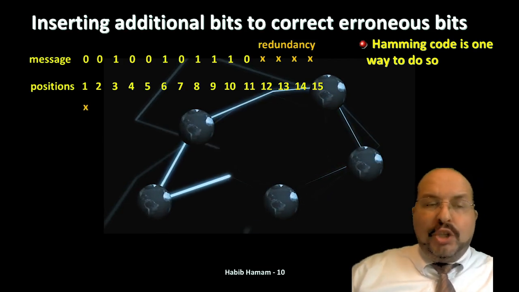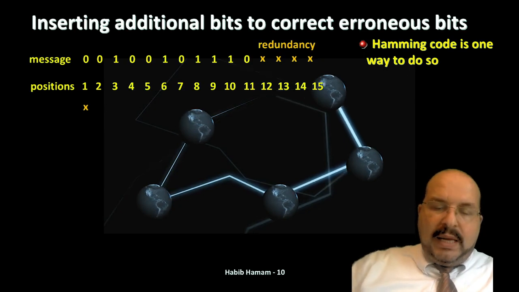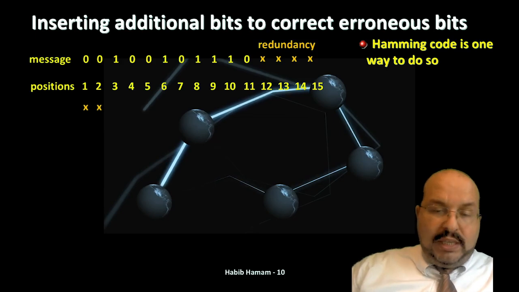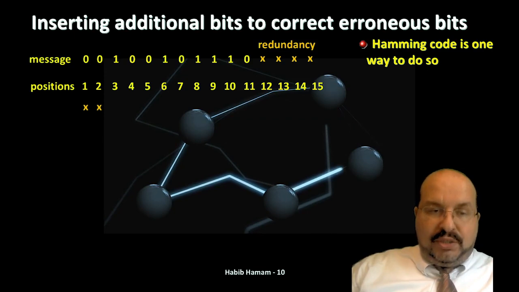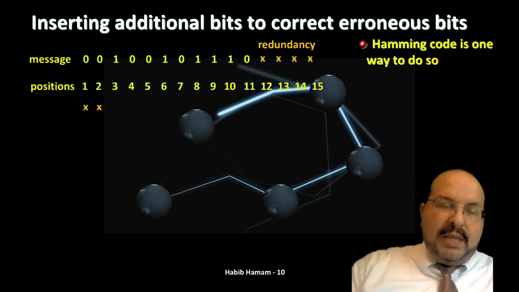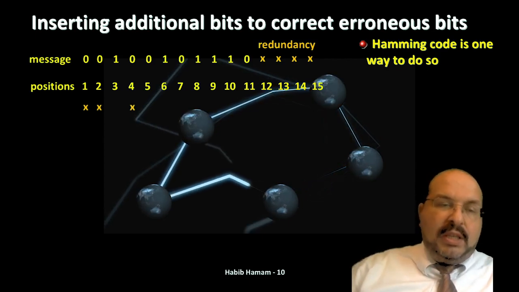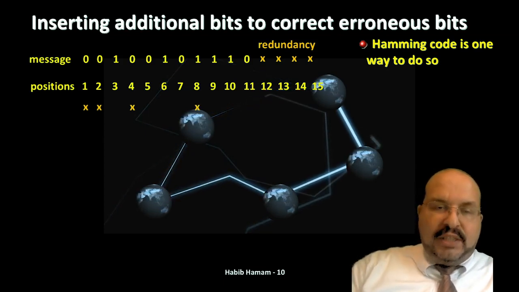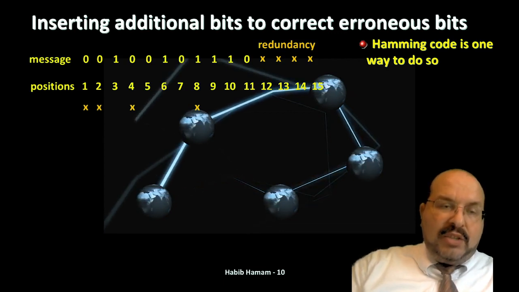So at position 1, we'll put 1 redundancy bit. At position 2, we'll put also another redundancy bit, not an information bit. And in general, at all positions which are power of 2, we put redundancy bits. Now, in the rest of positions, we'll put information bits. So, at position 4 and also at position 8, we have redundancy bits. Now, what about information bits? We'll put them in the rest of positions.